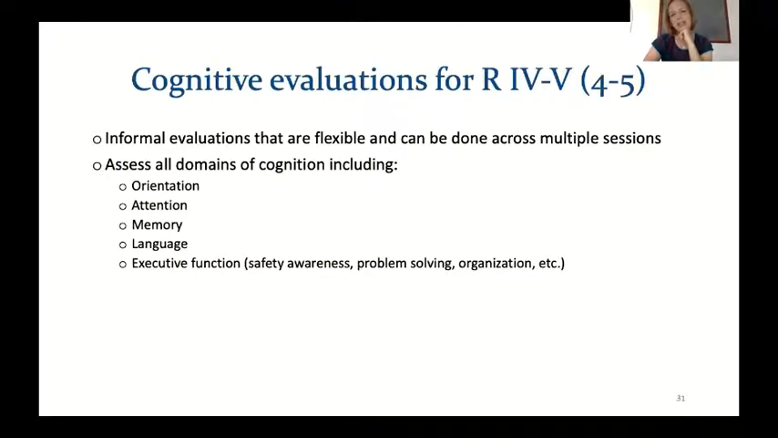When we're doing cognitive assessments and evaluations for people who are at these confused stages, a lot of times they're not going to be able to tolerate a formalized assessment. And if they do tolerate it, then that's going to show severe deficits because they have severe deficits. Lots of times at this stage, doing a bit more of an informal evaluation that can be done across multiple sessions is much better. So looking at their orientation, attention, memory, language, and executive functions are usually enough in this stage.